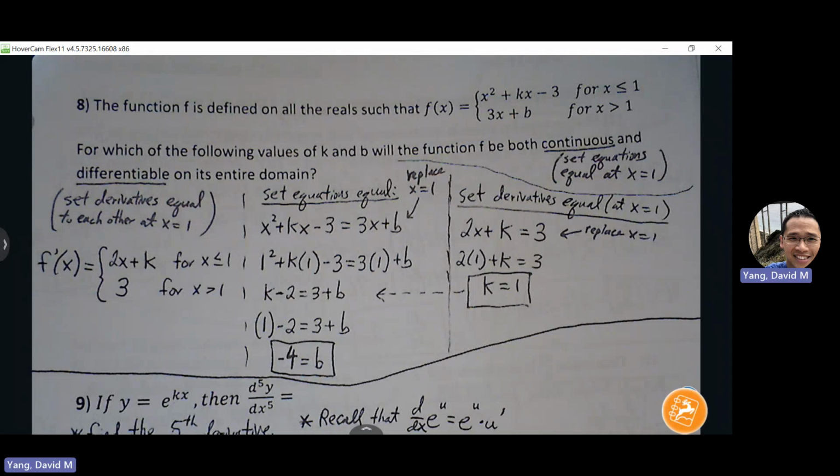The fact that they share the same y value means we can set the equations equal to each other. The fact that they share the same slope means we can set their derivatives equal to each other. The derivative of x squared plus kx minus 3 is 2x plus k. Remember, k is just a number. If it was 3x, you would just say 3. If it was kx, you would say k. So that's why kx becomes k. For 3x plus b, imagine this is 3x plus 8. The 8 goes away to a 0. Same thing with the b. So you set each of their derivatives equal to each other. That will allow you to solve for k, and then plug into one of the other equations and solve for b.